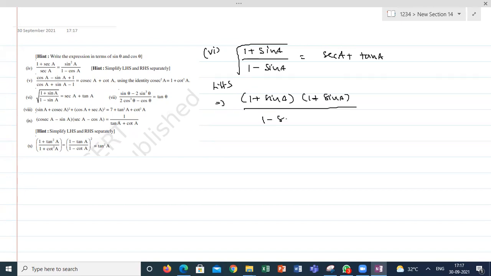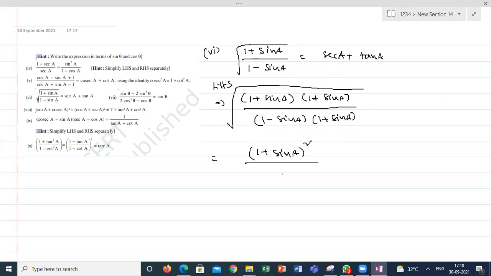This will be 1 minus sin A into 1 plus sin A. That means I'm multiplying both the numerator and denominator in the root with 1 plus sin A. This will give us 1 plus sin A whole square divided by 1 minus sin A into 1 plus sin A, which is 1 minus sin square A.